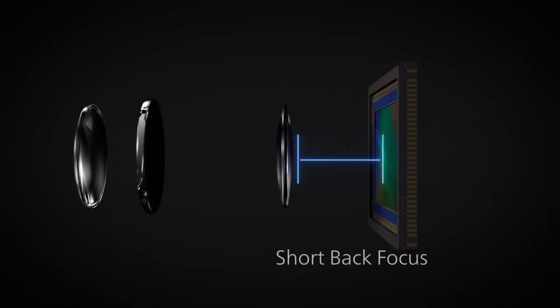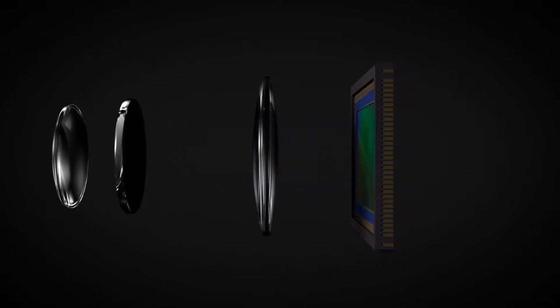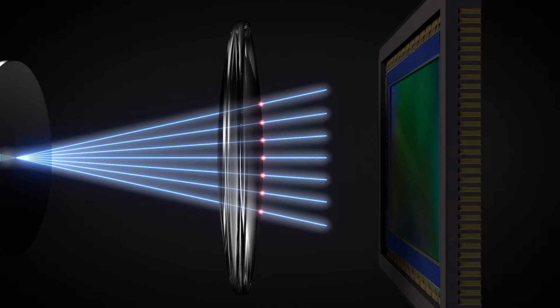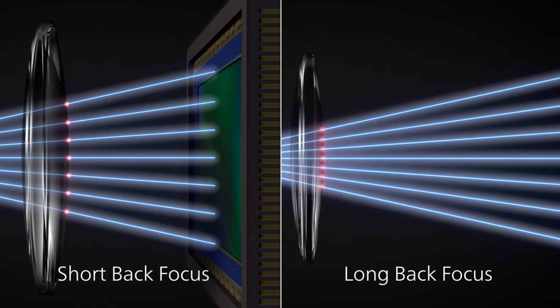With a short back focus, on the other hand, the rear element can be placed closer to the sensor, so the light rays are more spread out, allowing for precise aberration correction.